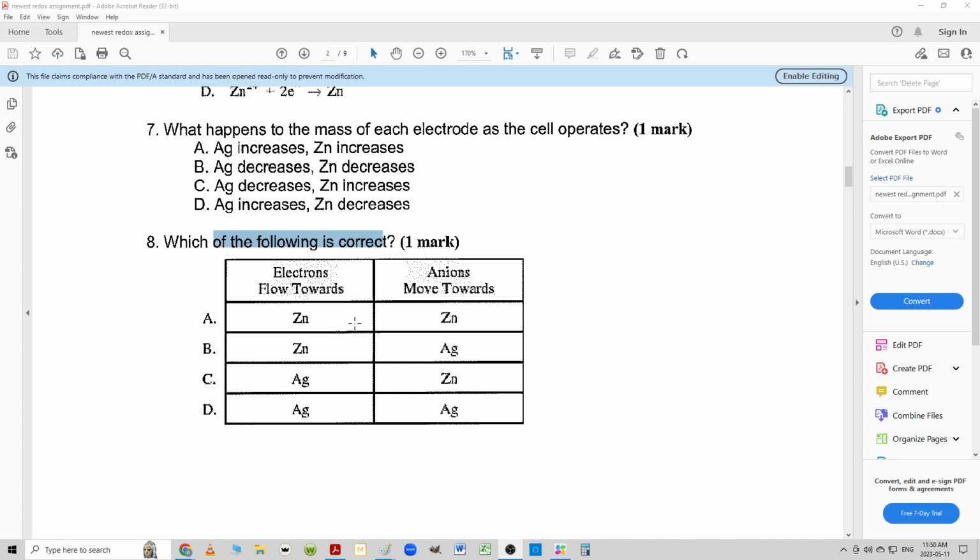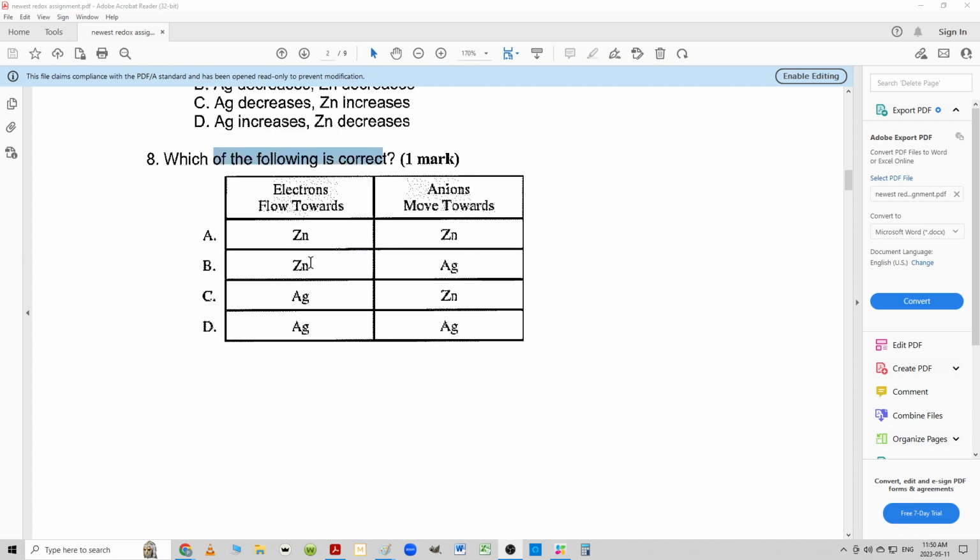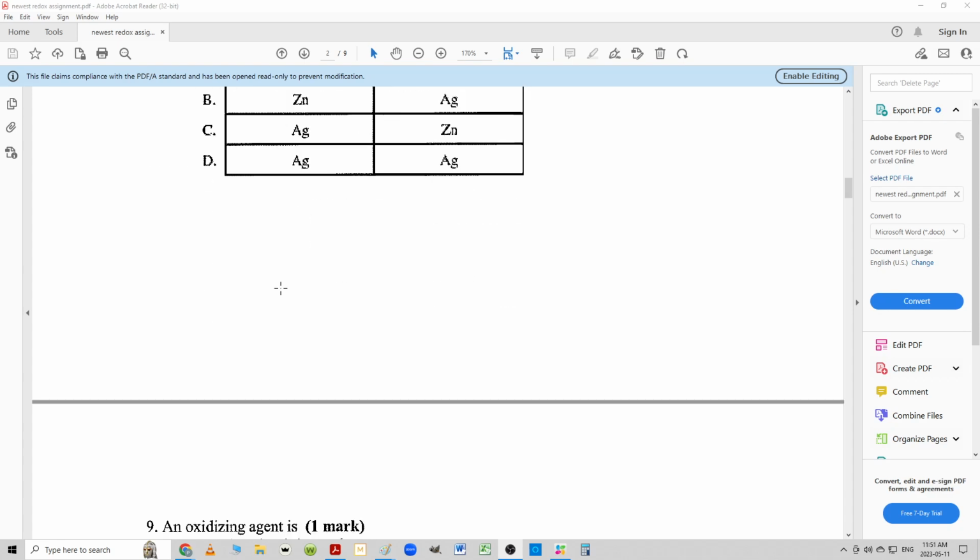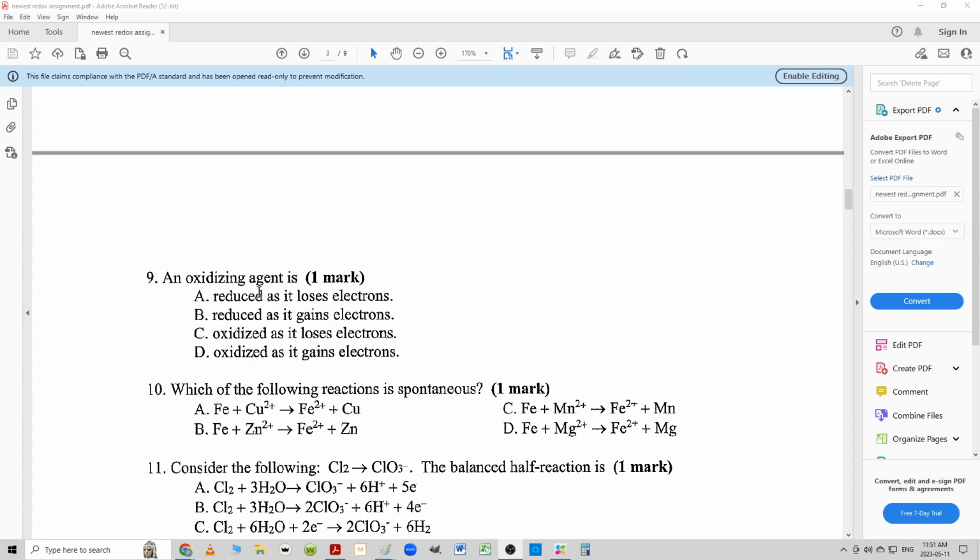Okay, so just really quickly, how do we solve these? Well, we just have to know the rules. Electrons flow from the anode to the cathode when it's a natural process. An oxidizing agent is always going to be reduced, and reduction is not losing electrons. Reduced is gaining electrons. So oxidizing agents are reduced, reducing agents are oxidized. And you just got to remember OIL RIG.